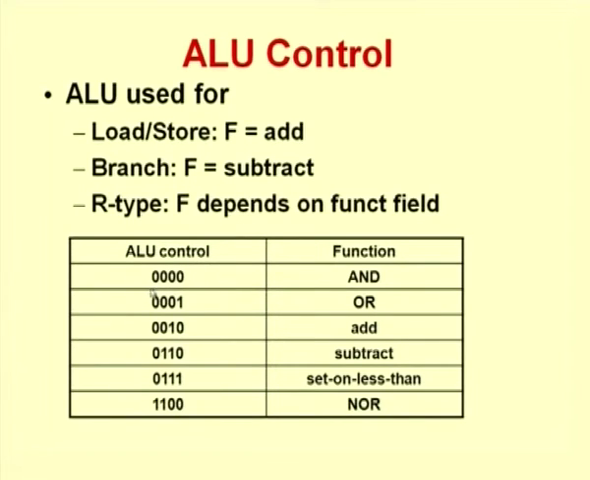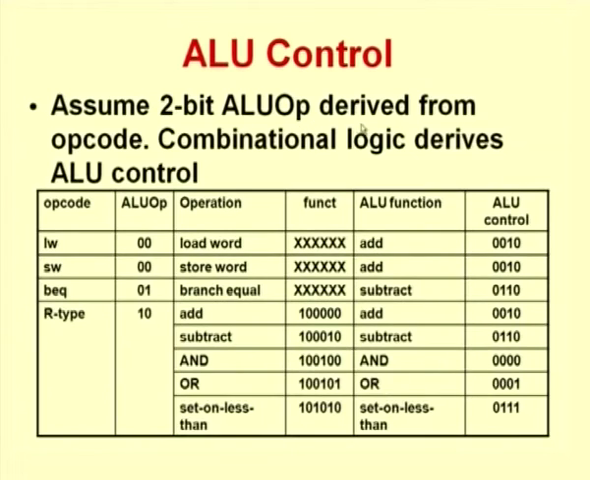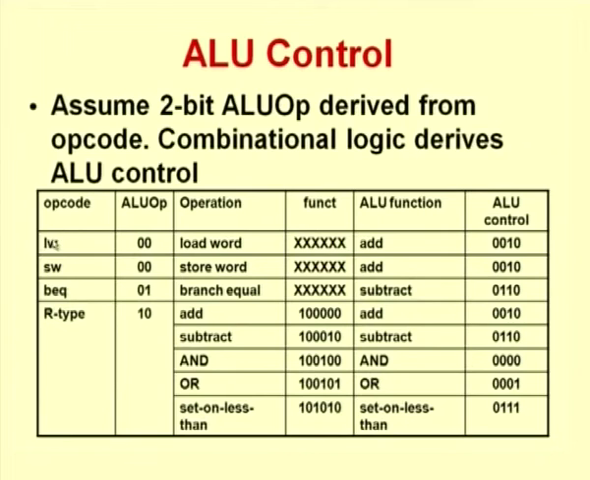So for instance, if we have fixed 0000 as AND, 0001 as OR, 0010 as add, 0110 as subtract, and so on, and you have fixed these functions and the corresponding ALU controls, then this control will have to be generated based on the information that is available in the instruction. So if we assume that 2 bits of the ALU operation are derived from the opcode, what is the opcode? Remember, this is part of our instruction which tells us what is the operation to be performed. We can add some combinational logic which can be used to derive the ALU control. For instance, let's say load word has an ALU op value of 00.